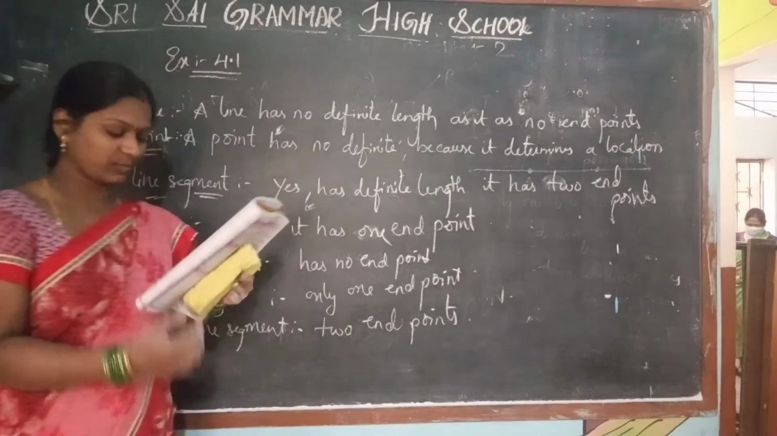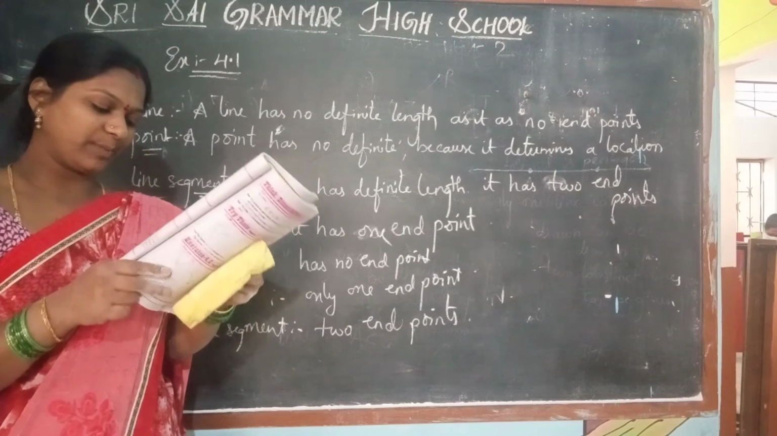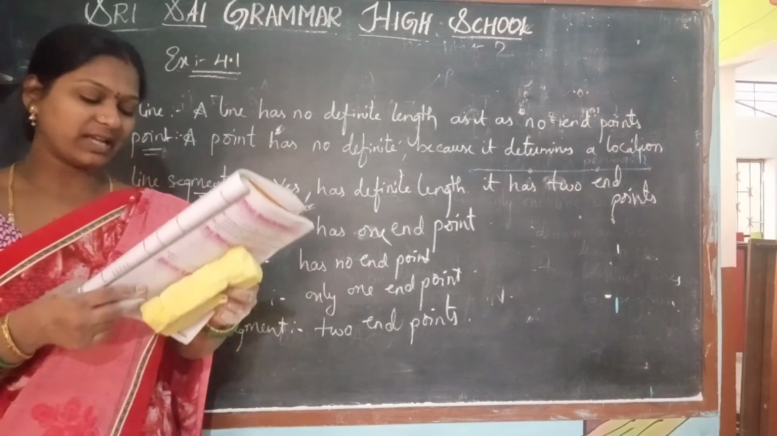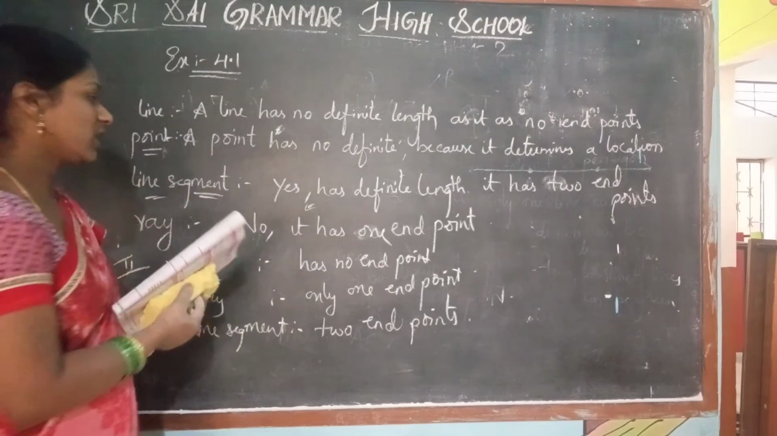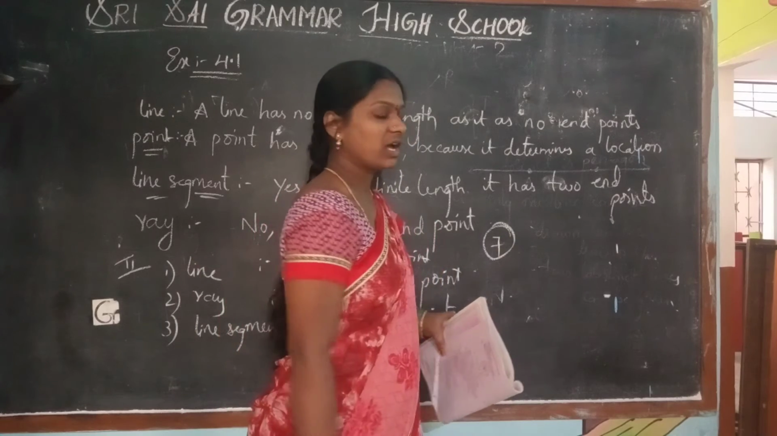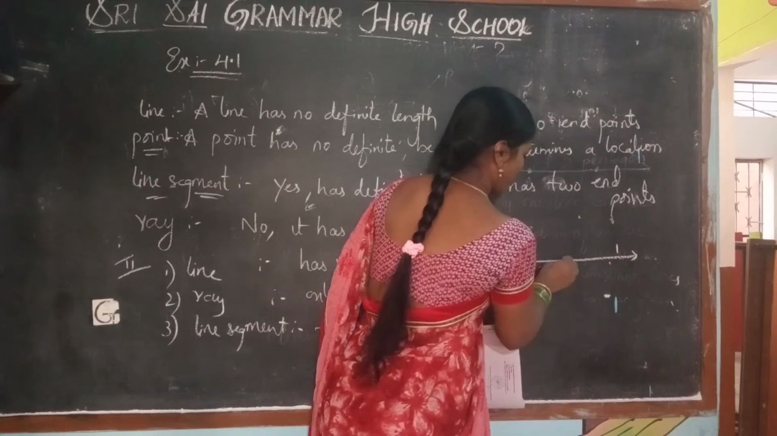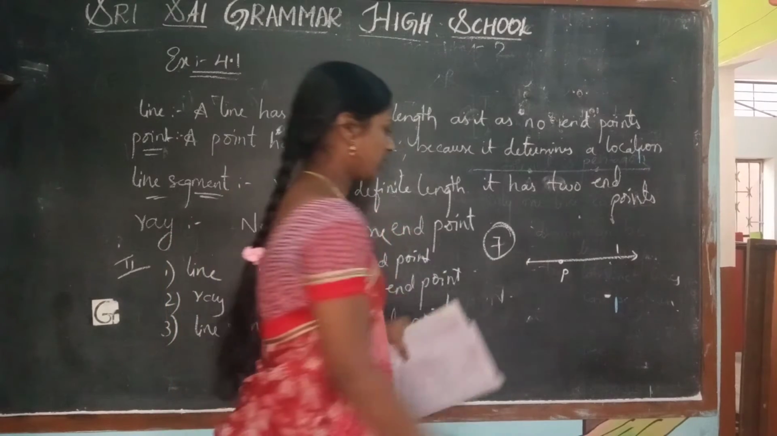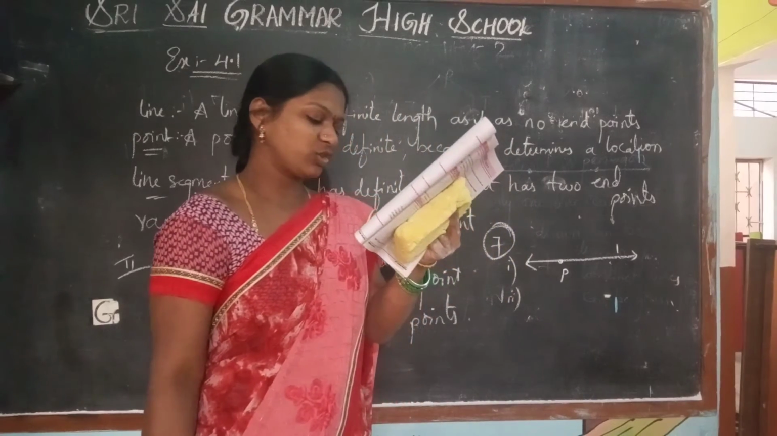Yes, understood? Then draw and name a line containing point P. See, they have given line containing, so we have to represent the point P on a line. We have to draw a line and represent a point P on it. It is like this. Okay?